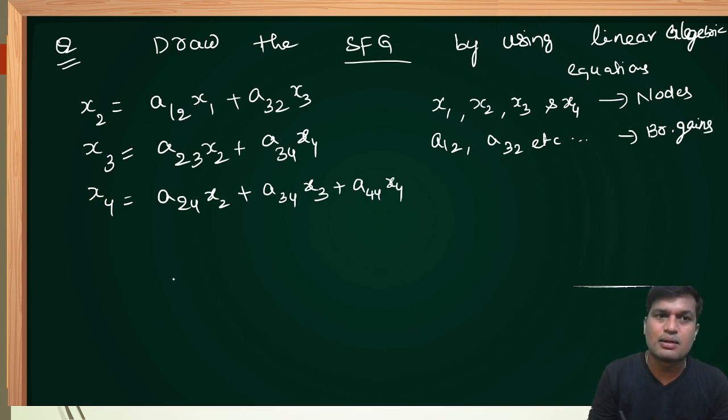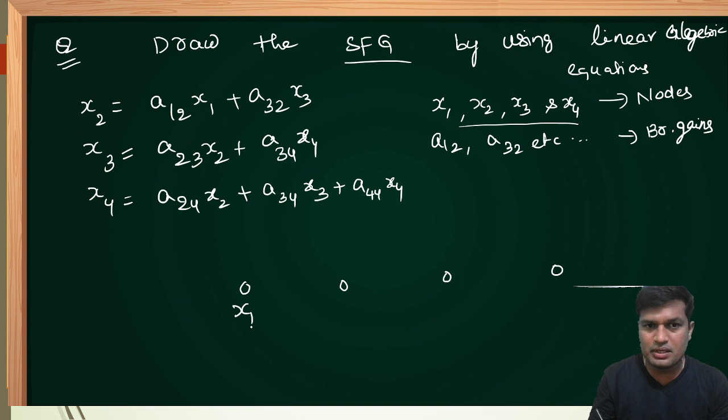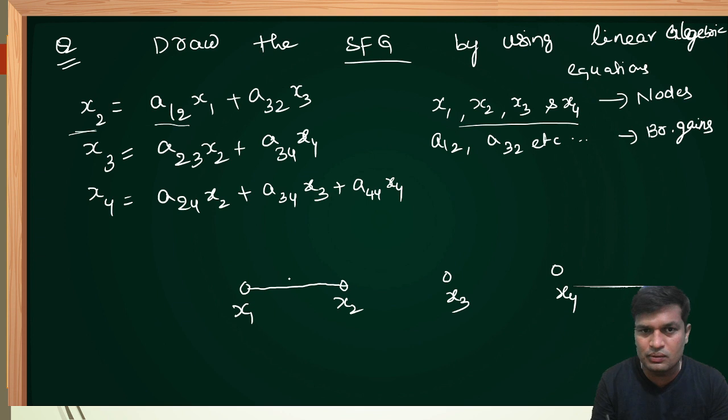Now dear friends, how many nodes are given? They are given 4 nodes: node 1, node 2, node 3, node 4. First I am writing the nodes x1, x2, x3, x4. In the first linear algebraic equation, x2 is the sum of these two signals. One is a12 x1. That means from x1 to x2, the branch gain is a12. Now this a12 is called path gain, also called transmittance.